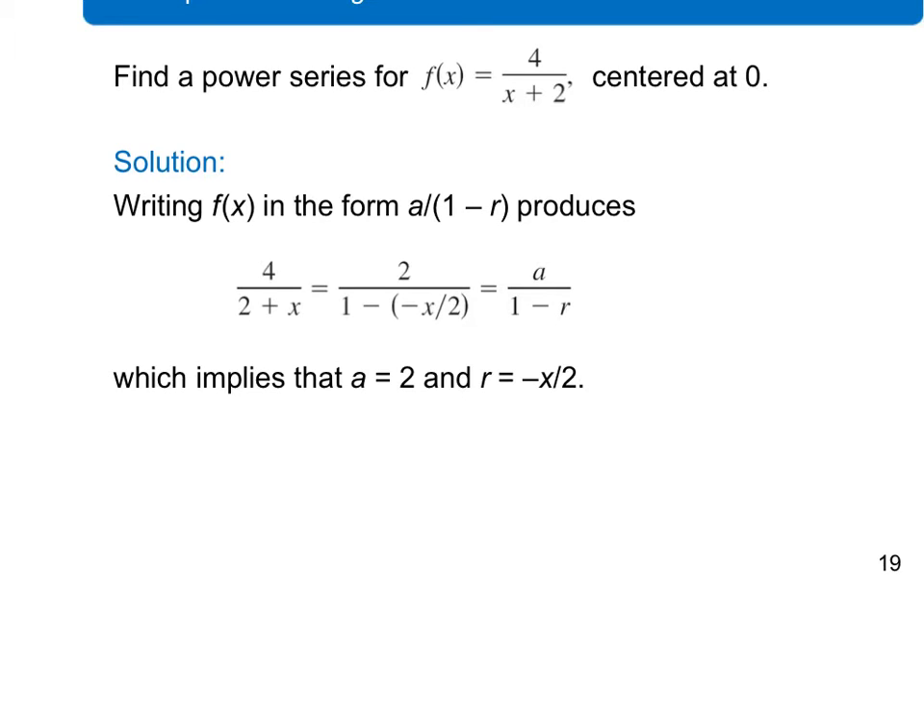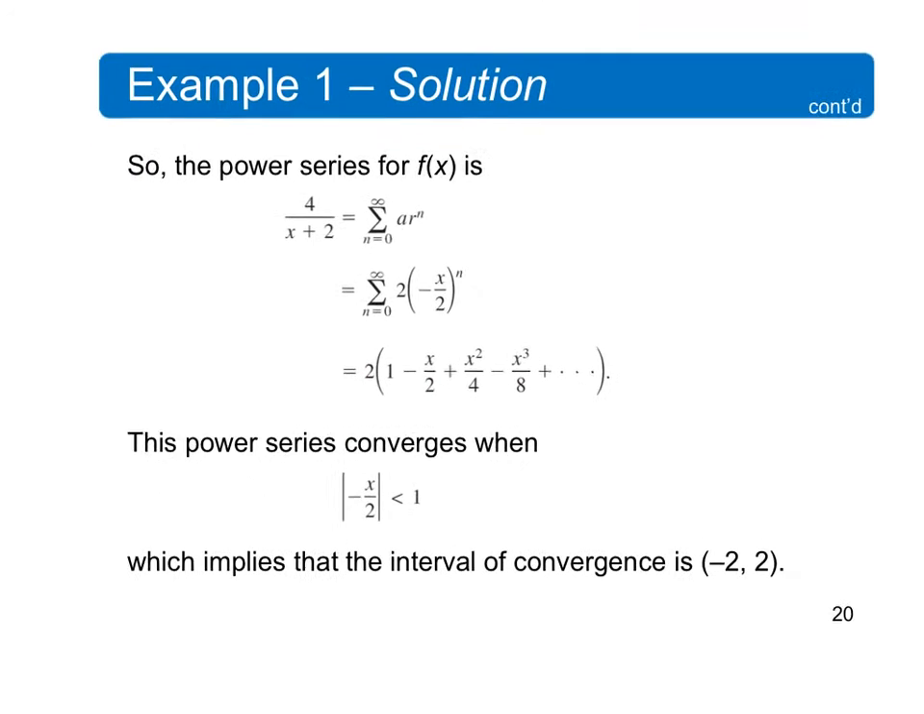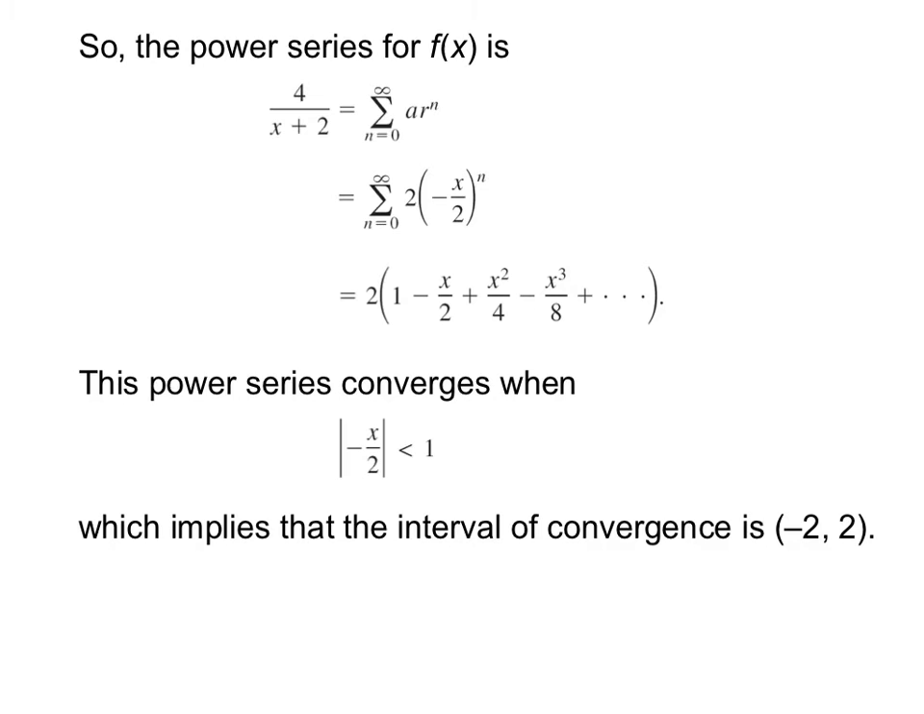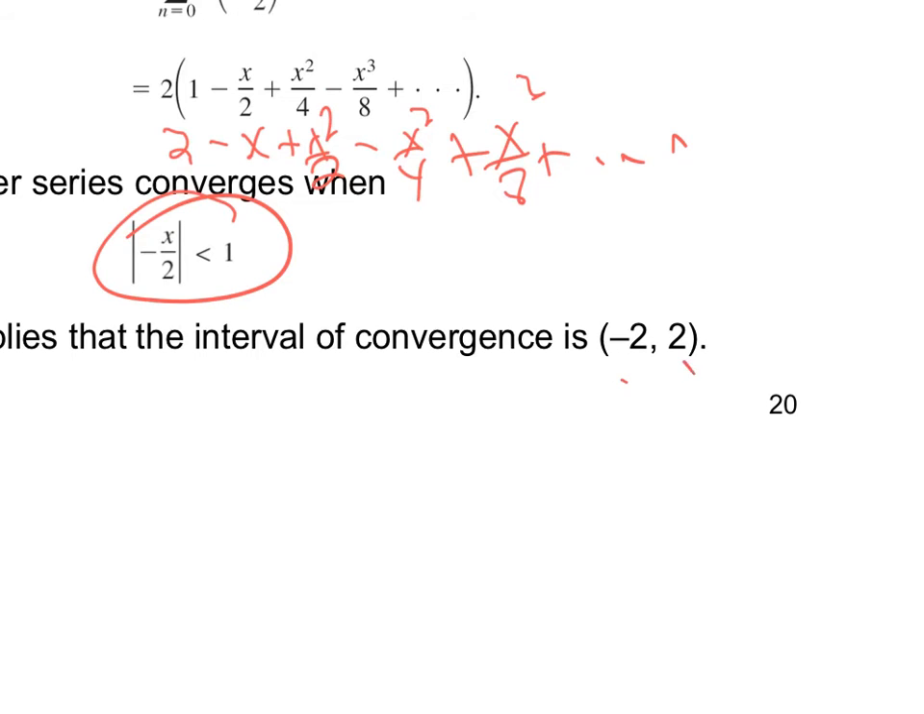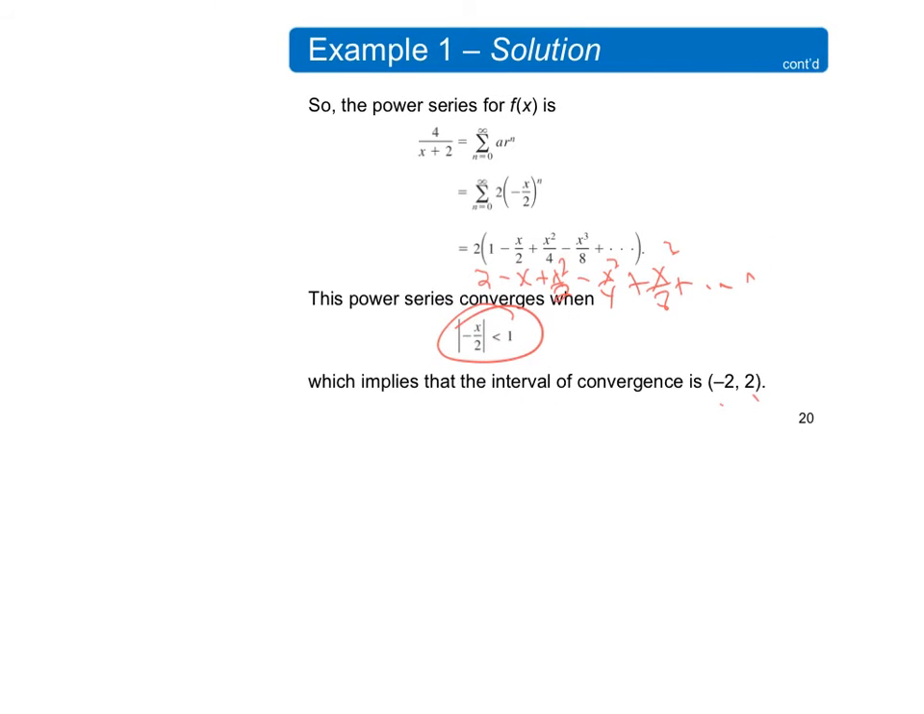Well, there's my first term. There's my r. Looks good. He factored out a 2, but let's just put it back in and see if it works. 2 minus x plus x squared over 2 minus x squared over 4 plus x cubed over 8. It looks good. Doesn't it look good? There's his convergent. Implies from -2 to 2. Haha, I love it. Not too bad.